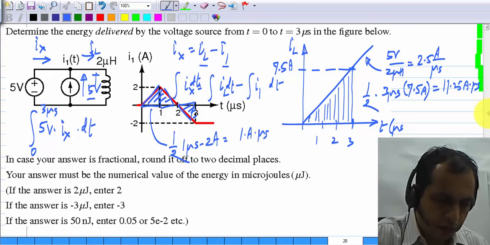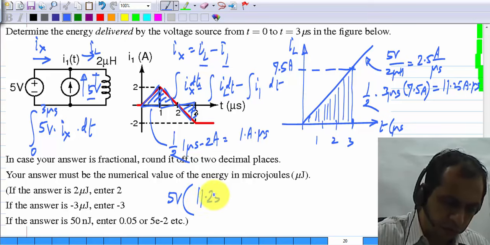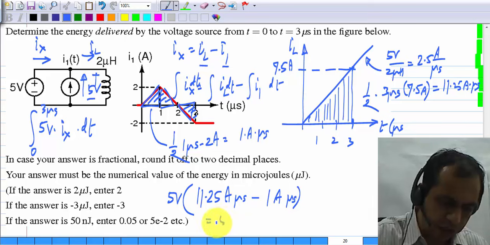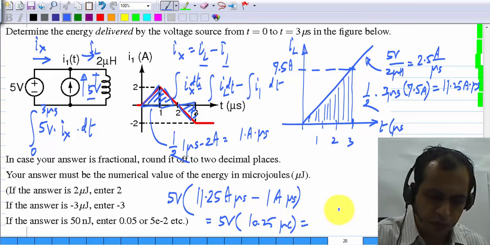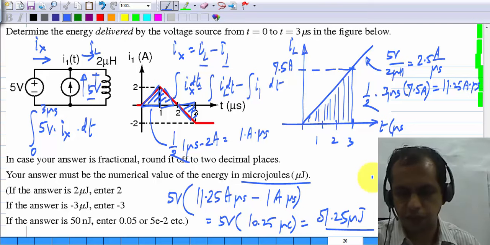Now what we want, the total energy, is 5 volts times 11.25 ampere microsecond minus 1 ampere microsecond, which is 5 volts times 10.25 microcoulomb, which is given by 51.25 microjoules. So that's the energy.